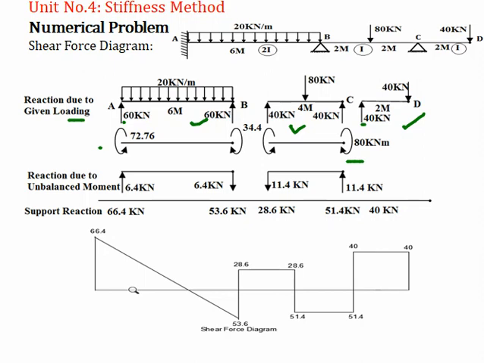Now from this unbalanced end moment, find out the reaction, so that the reaction will balance the end moment. Take the difference between these two end moments, 72.76 minus 34.4, divided by the span, we will get 6.4 kilonewton. So show this reaction below the maximum moment. The maximum moment is 72.76, so below that maximum moment, show the reaction 6.4 kilonewton first.